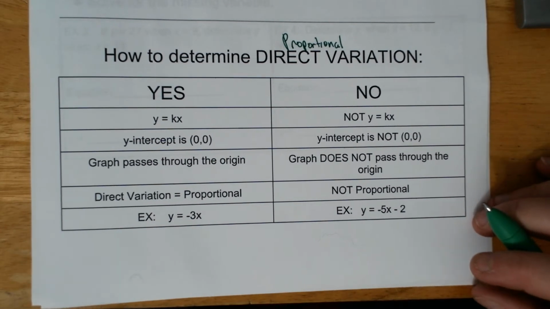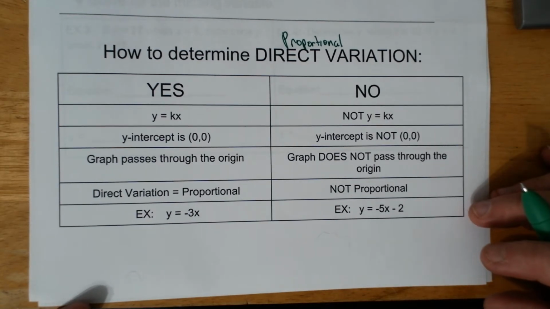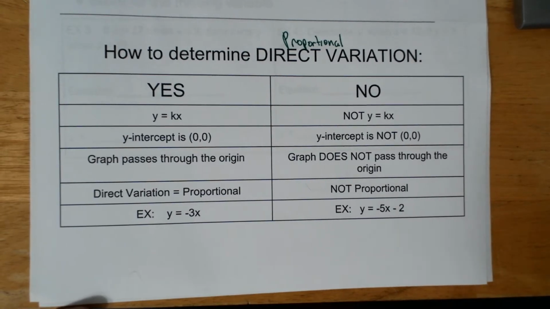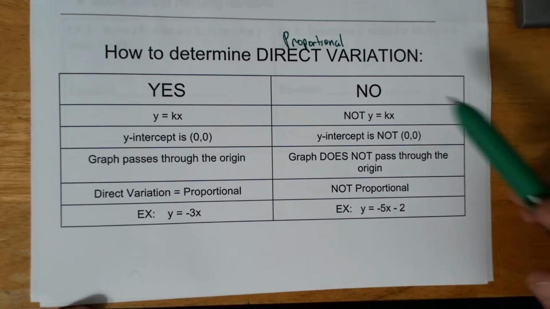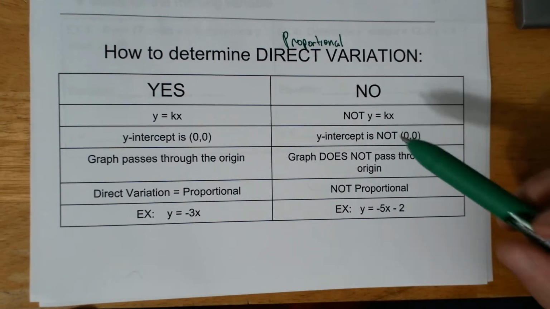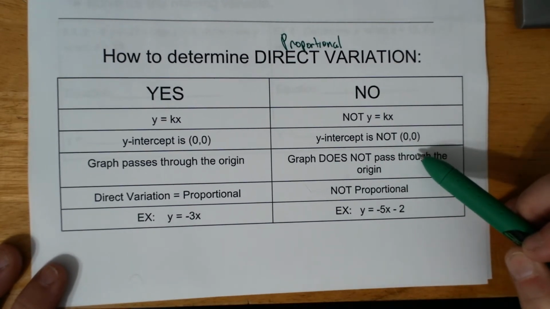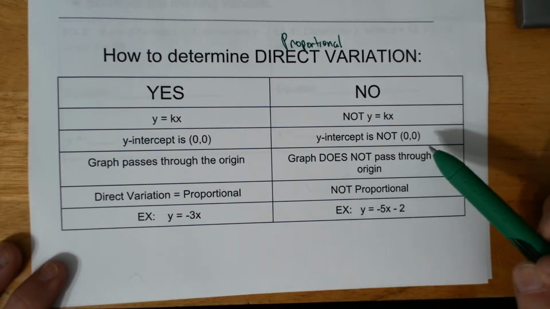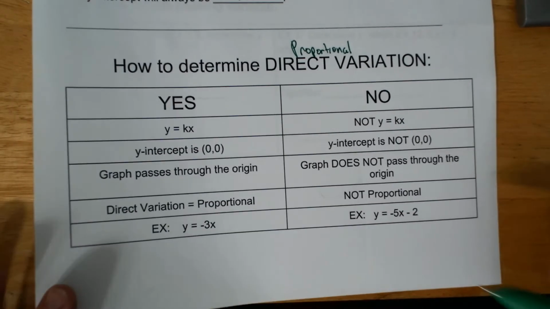We are now going to call, instead of can you identify whether it's proportional, we are now going to ask if it is a direct variation. I am asking the exact same thing. When it is not a direct variation, it's not going to look like y equals kx. The y-intercept is not going to be 0, it's going to be a number. Graph does not pass through the origin. It's not a line. It's not proportional. And there's something hanging off over here with adding or subtracting.